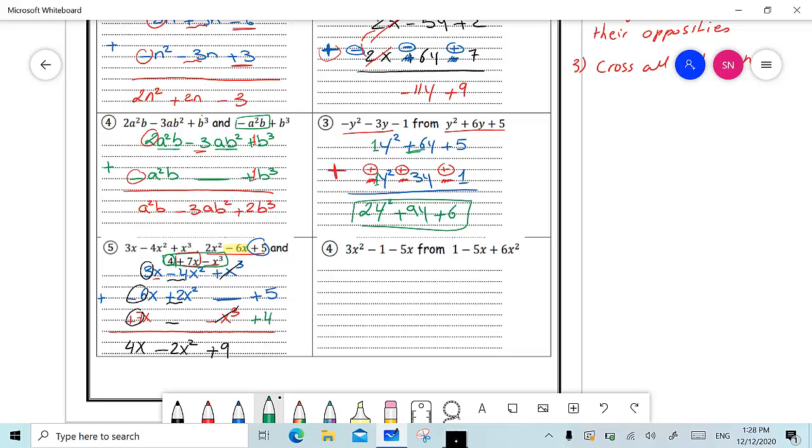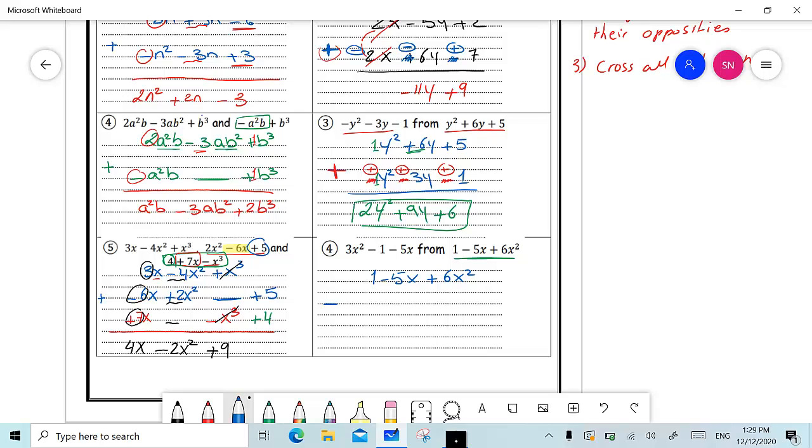The last one here, we are going to subtract 3x squared negative 1 negative 5x from 1 negative 5x plus 6x squared. We said that when we are subtracting an expression from another, we start with the second one. So let's go now and start with the second one and write it just as it is without any changes. So it is 1 negative 5x plus 6x squared. I'm going to subtract from it the first expression, and I'm going to arrange the like terms under each other.